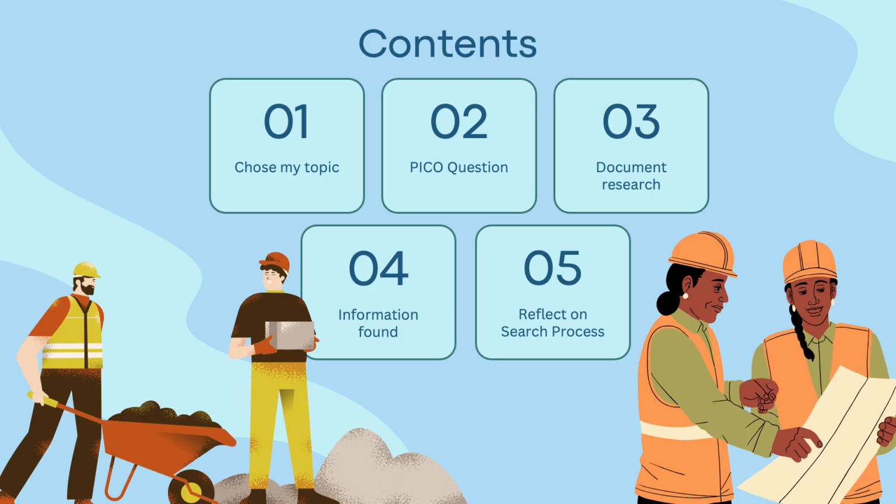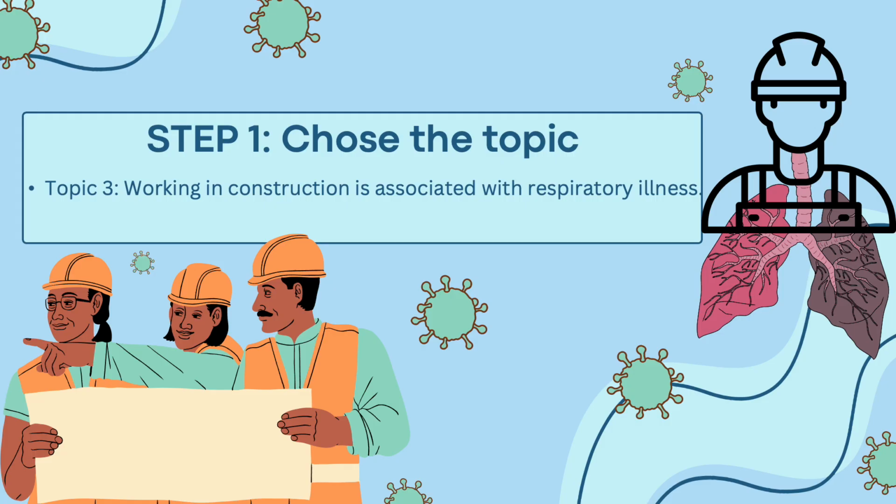In slide 1, we have the table of contents. We will go through 5 main stages together, which include the topic that I have chosen, my PICO questions, the document research process, the information that I have found, and finally the reflection on the research process. So let's hop on to the first step. Step 1. Choose the topic.